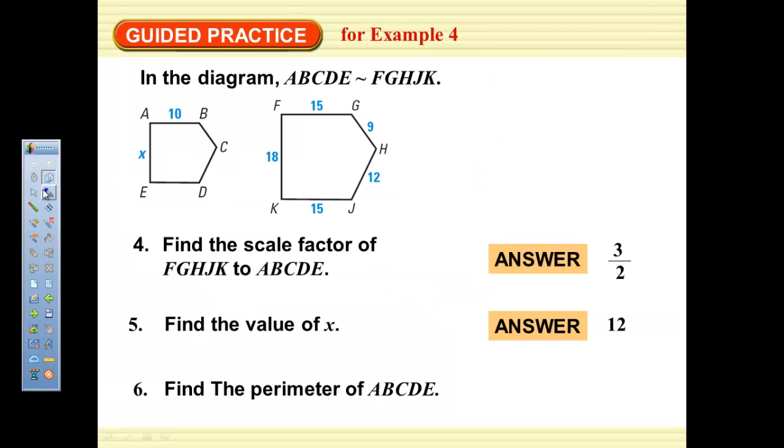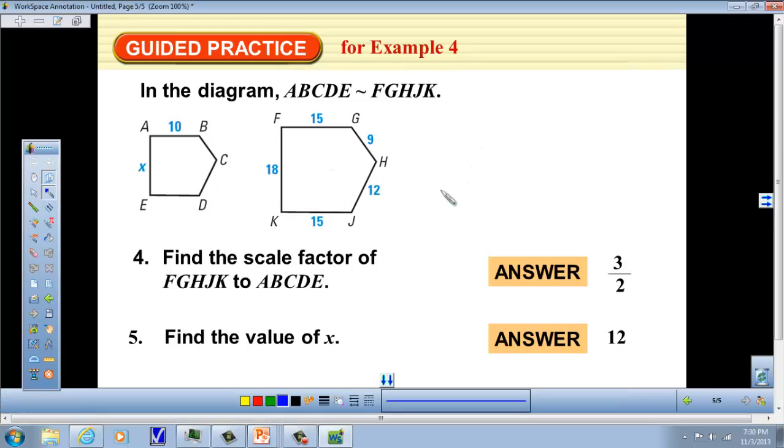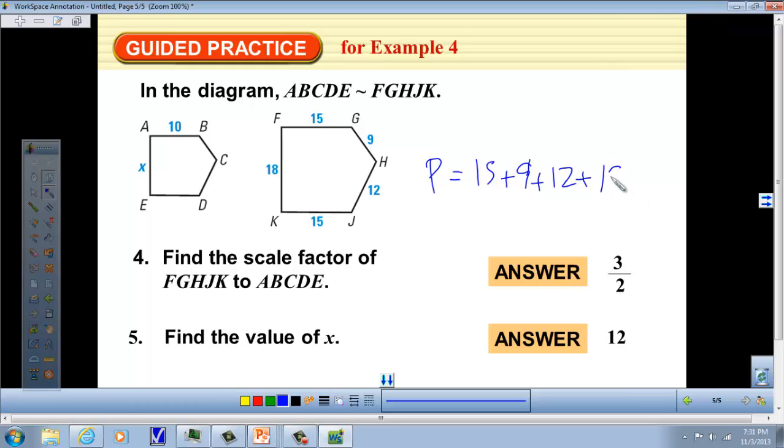Third part of this, we want to do our perimeters. We can find the perimeter of the first one by doing, I'm sorry, the second one by saying 15 plus 9 plus 12 plus 15 plus 18. We know 15 and 15 is 30. We know 18 and 12 is also 30. So that's 60. So altogether we have 69.